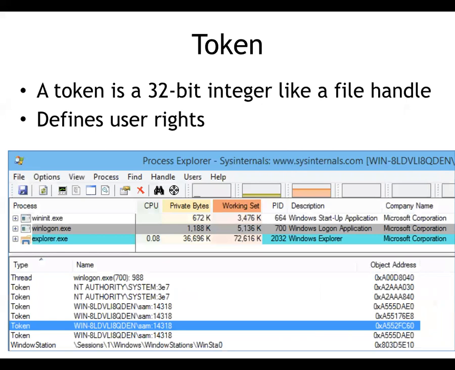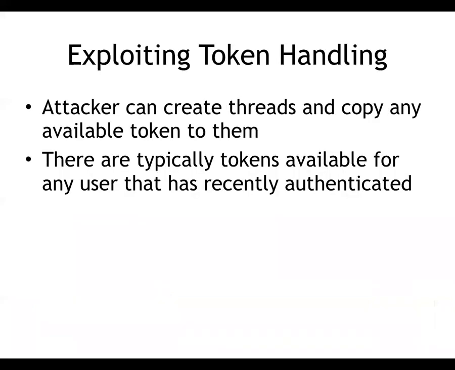It is the handle, a data structure that determines who is using the process. And it turns out the token is just sitting there in memory, and you can just steal it, copy it, and start a process under somebody else's token. You can do it with Metasploit. We do it in 124. So you can create a thread and copy an available token to it.